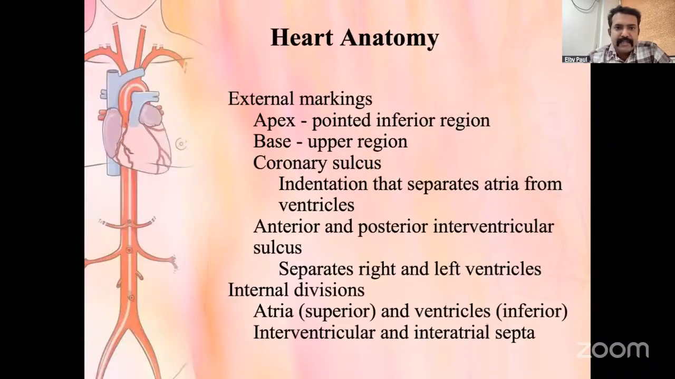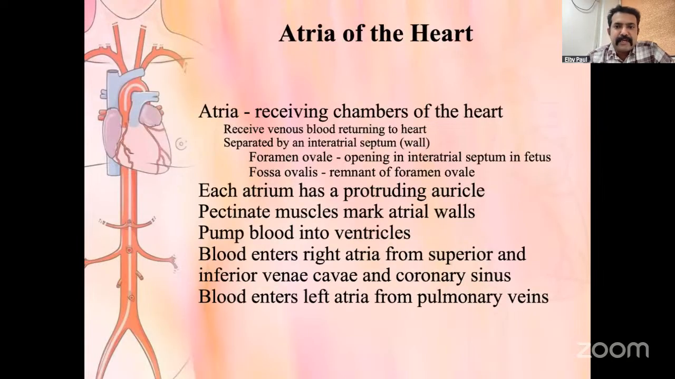Again, on the external markings, the heart can be divided into two parts, the apex and the base. The apex is pointed and lies at the inferior region, and the base is the upper region. The coronary sulcus separates the atria from the ventricles. The anterior and posterior interventricular sulci separate the right and left ventricles. For internal divisions, the atria are superior and the ventricles inferior, with the interventricular and interatrial septa. The atria are the receiving chambers of the heart, receiving the venous blood returning to the heart, separated by the interatrial septum.